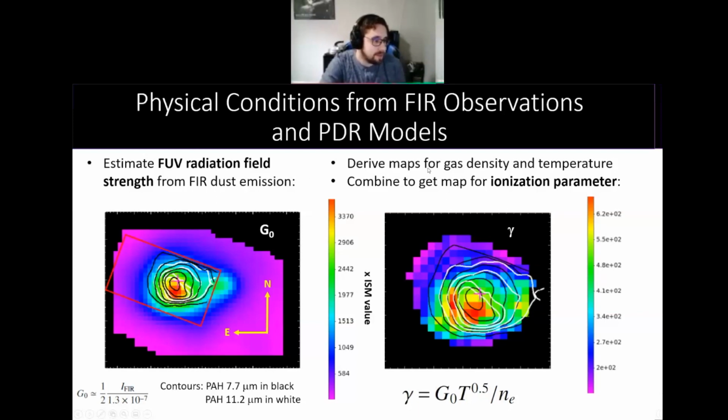So combining this with the far-infrared cooling lines, we're able to derive maps for gas density and temperature by employing PDR models from the PDR Toolbox from the University of Maryland. We combine these parameters to get a map for the ionization parameter, which is shown here. Again, it has a very concentric morphology, peaking to the south of the source.